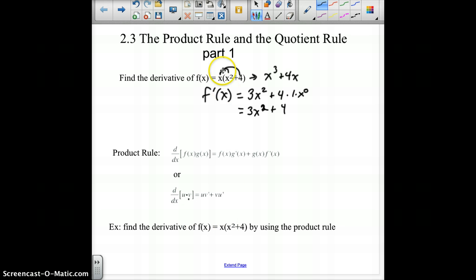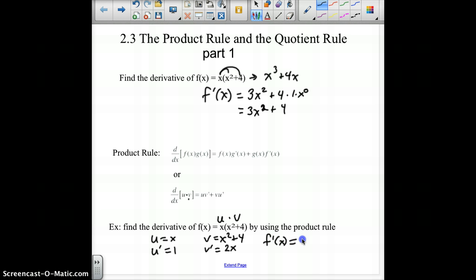So let's use the same function and see if we can come up with the same answer by the process of the product rule. So in this case, u is the x and v is the x squared plus 4. So u equals x and v is x squared plus 4. U prime is 1. The derivative of x is 1. V is x squared plus 4, so v prime is 2x.